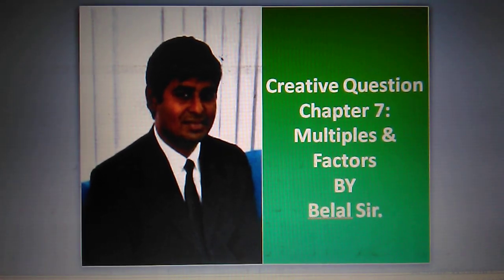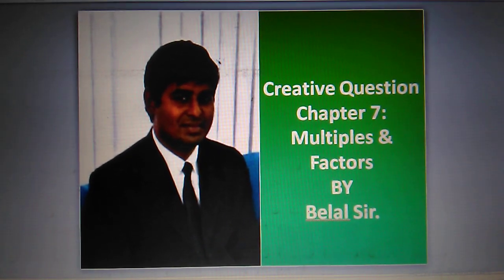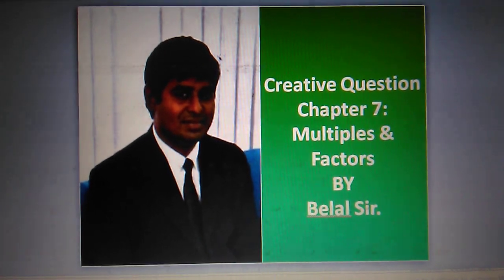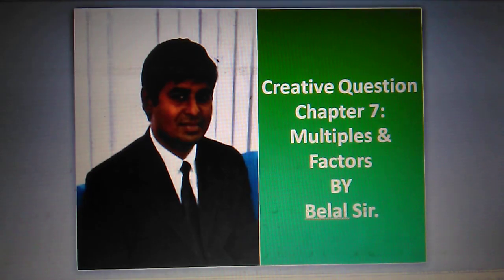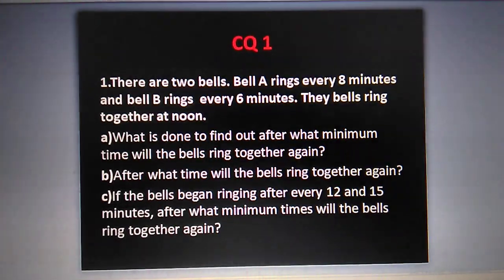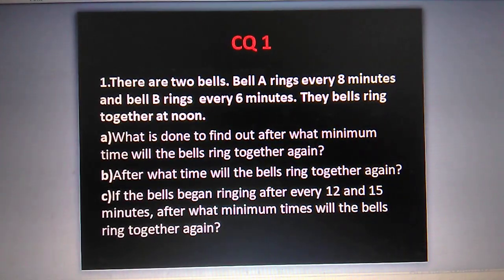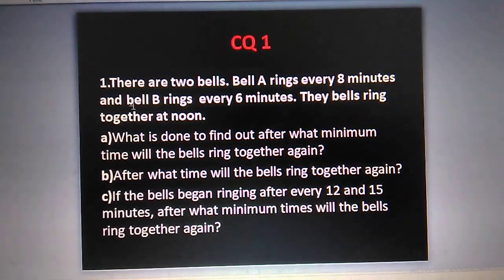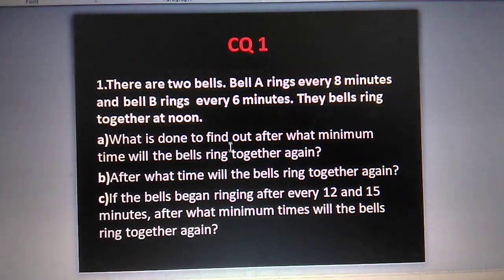Today I'll discuss creative questions from chapter 7. The name of the chapter is multiples and factors. Creative question 1. At first we should understand the question, then we'll go for a solution.